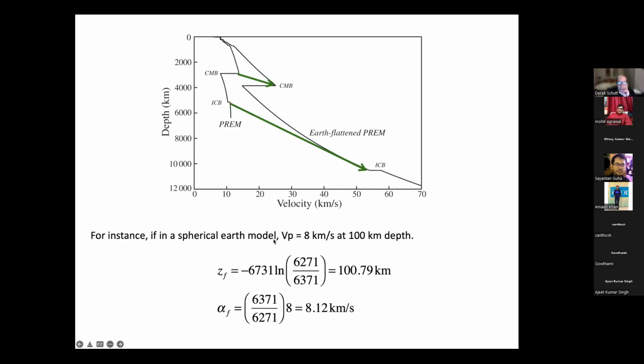So if in a spherical Earth model, VP equals 8 kilometers per second at 100 kilometers depth, the depth in a flattened Earth model would be 100.8 kilometers, and the velocity would be 8.12 kilometers per second.